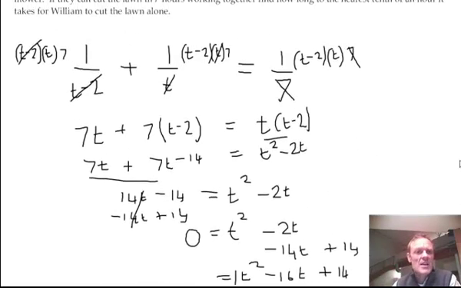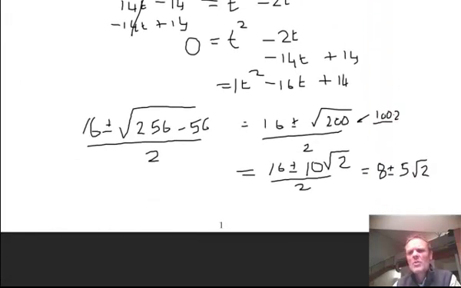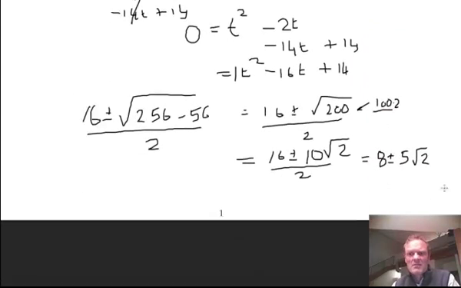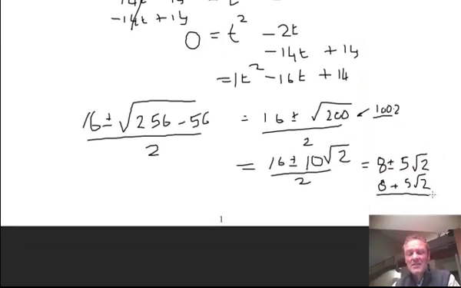Now, whether I need to go back and check to see if some of these work, it's time, so I'm not going to be able to, 8 plus 5 root 2, 8 minus 5 root 2. Time is always positive, so this is not nice at all. T is going to be 8 plus 5 root 2. Whose t? Is that William? Right. Now, if you want to put that in your calculator, then go ahead. That's the answer. Whatever that is in the calculator.